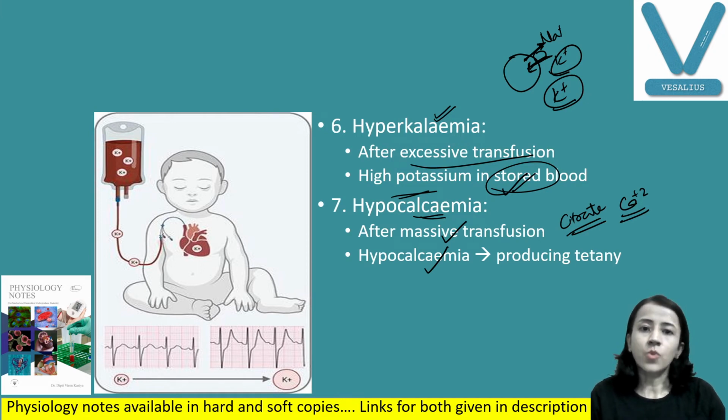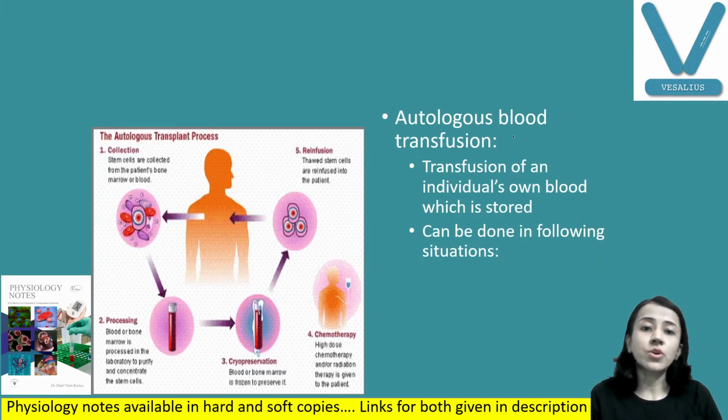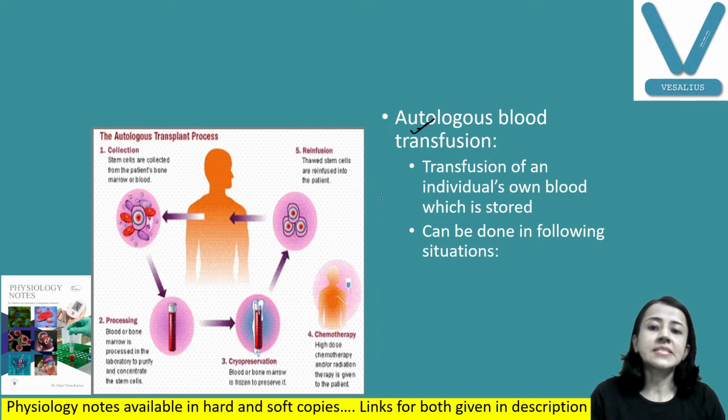Now the next small topic is autologous blood transfusion. What is autologous transfusion? That is transfusion of blood from the same individual. Suppose a planned surgery, an elective surgery, is there. In that case, blood is stored, and the same blood is given to the same person who is undergoing the surgery. So during planned or elective surgery, this autologous transfusion is advantageous.